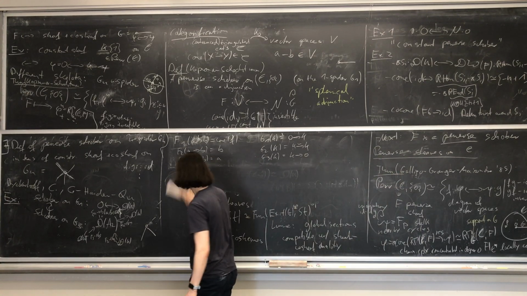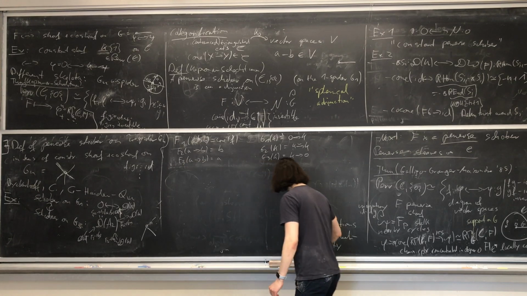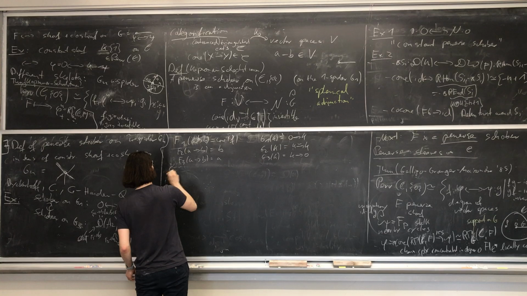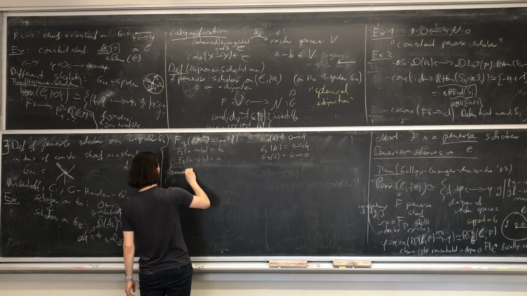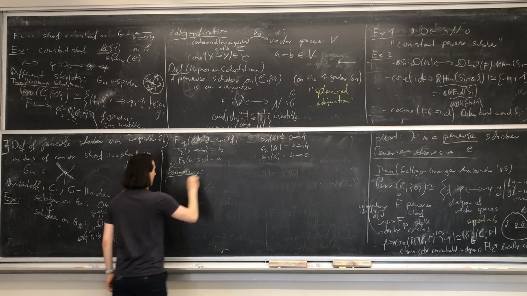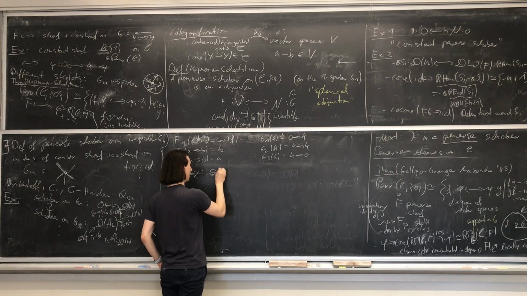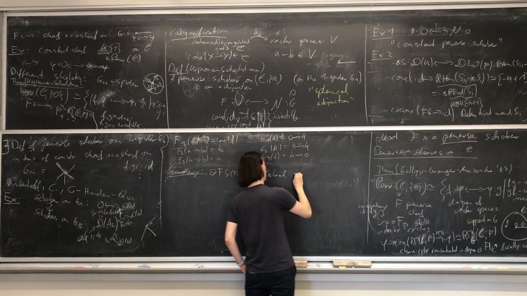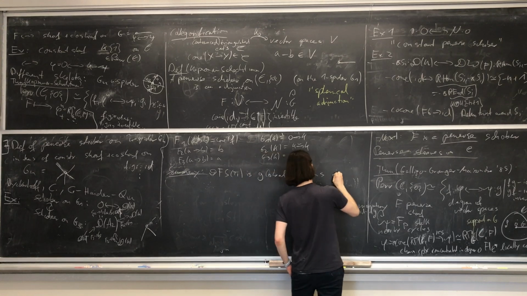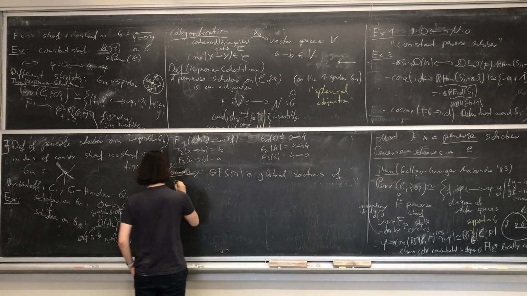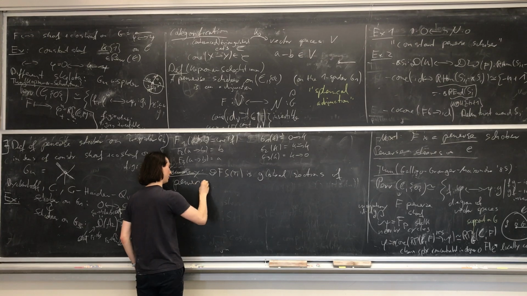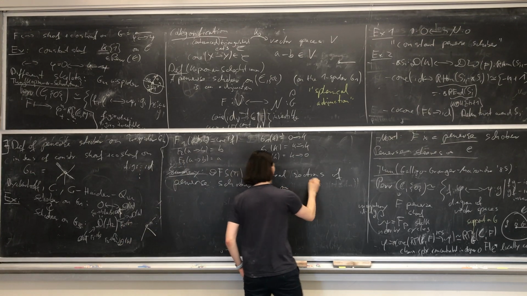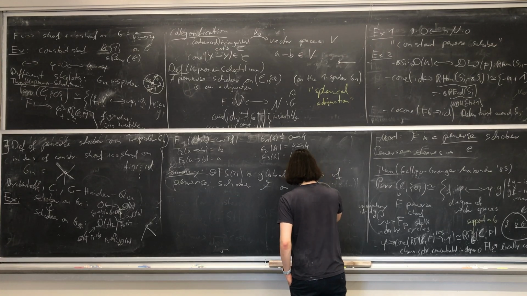Let me summarize what I just did. The upshot, or the summary of what I've tried to teach you so far, is that the derived Fukaya-Seidel category is global sections of a perverse schober, F on what graph?